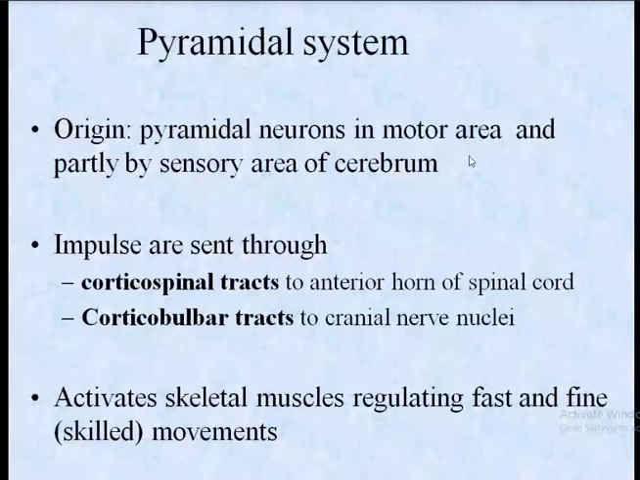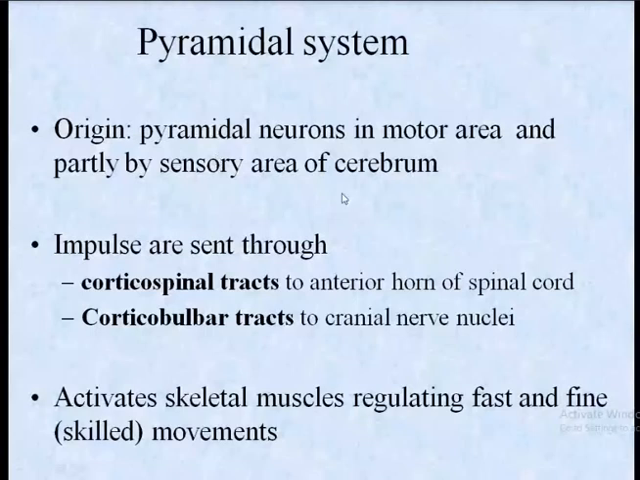There is a motor area, a sensory area. Okay, so the motor area consists of large pyramidal neurons. Pyramid-shaped neurons are there. So exactly from those pyramidal neurons, the pyramidal system of corticospinal fibers originates. Okay, the origin is from the pyramidal neurons in the motor area, and even a few fibers arise from the sensory area of the cerebrum. Okay, this is about the origin of the pyramidal system.